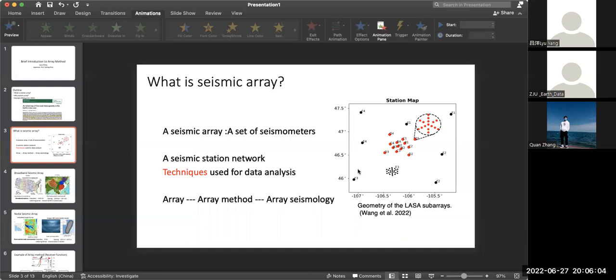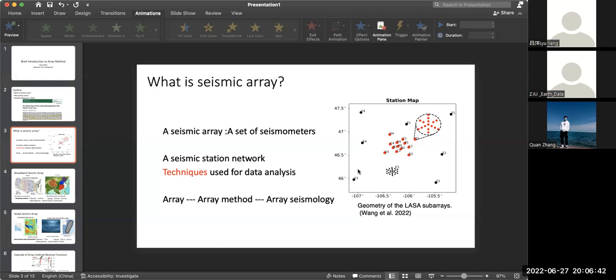Well, a seismic array is a set of seismometers deployed so that the characteristics of the seismic wave field at a reference point within or close to the array can be inferred by analyzing the waveforms recorded at the different sites, which means that when we deploy a lot of seismometers in such a small region, they could be regarded as an array.